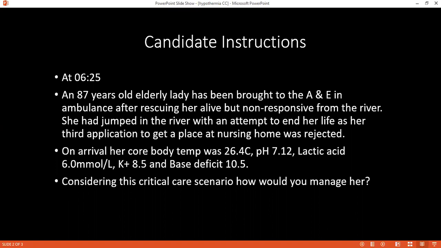Right, so if you have read and understood, considering a critical care scenario, kindly tell me, how would you manage this patient now? How would you manage the patient now? Hello, ma'am. How would you manage this patient now, considering it a critical care scenario?